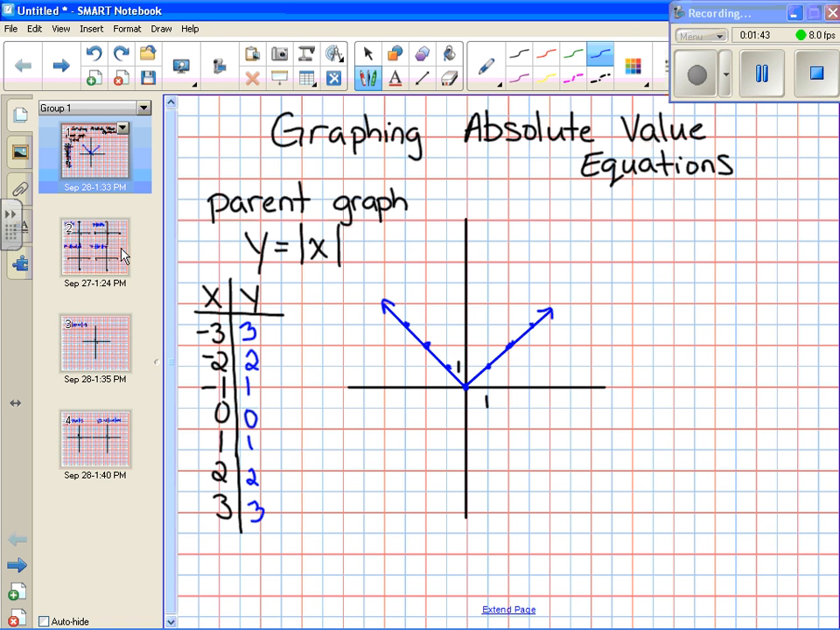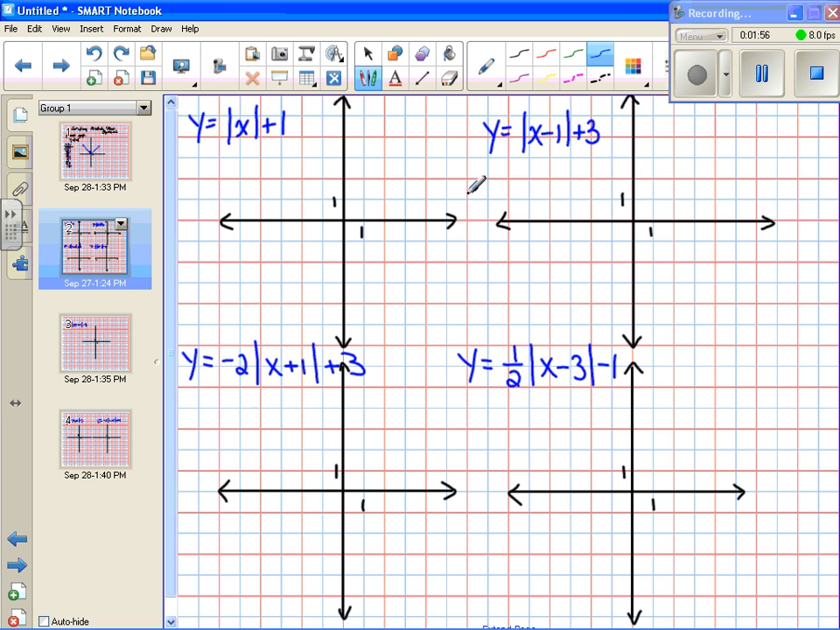Let's take a look at some of our graphs if we change this. Remember the slope, if we think of this as a slope, the parent graph goes up 1 over 1, and we go both directions. So here are some equations we can graph, and we should be able to graph these very easily.